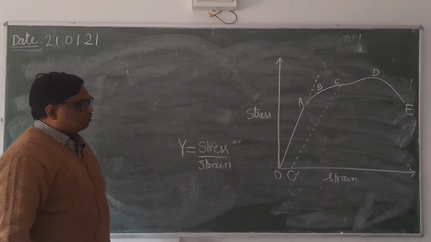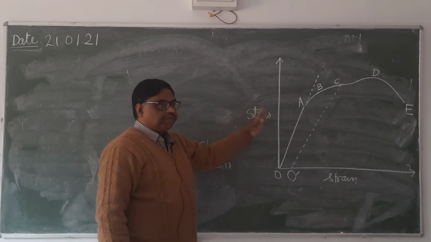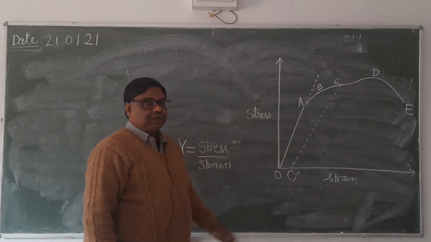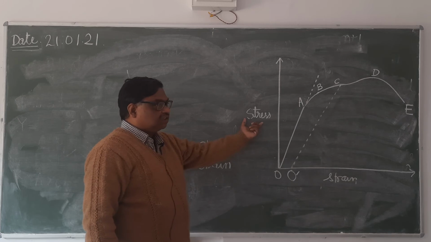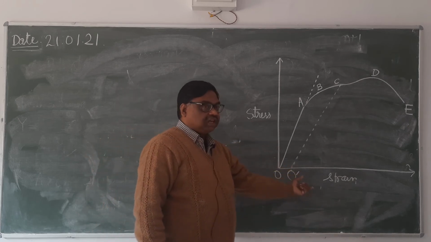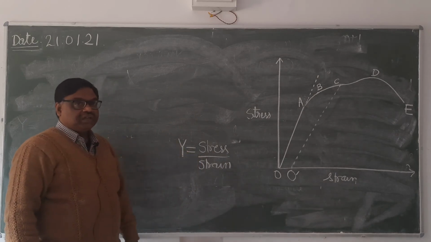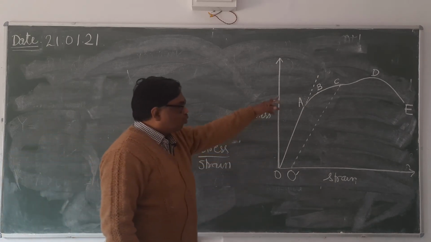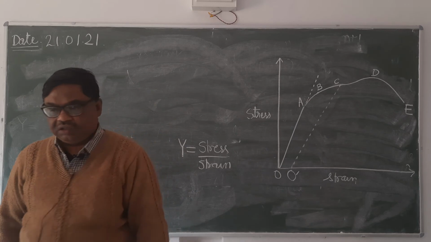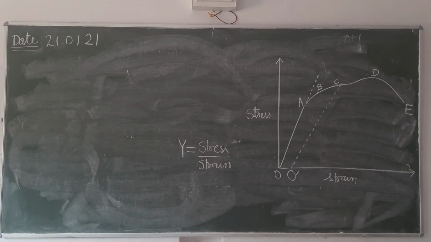What is the formula of slope? Delta y upon delta x. What is on y axis? Stress. On x axis, strain. So stress upon strain will be the value of Y. So the slope of part OA will give the Young's modulus of the wire.